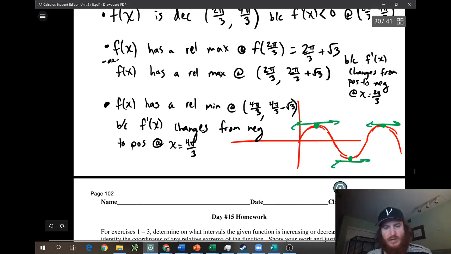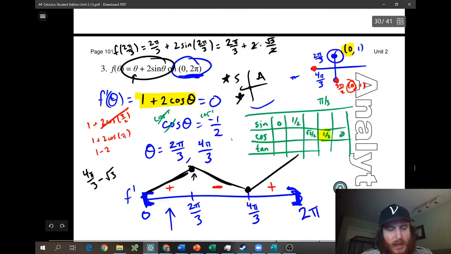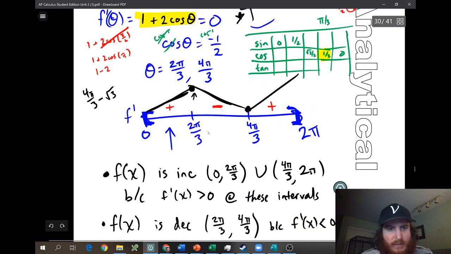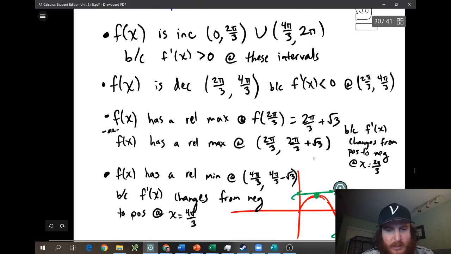Okay. So I know that's a lot. Honestly, a lot of times you don't actually have to plug these in. So only plug them in if it asks for the coordinates. And if it just asks, where does it have a maximum, then you can actually even skip that step.